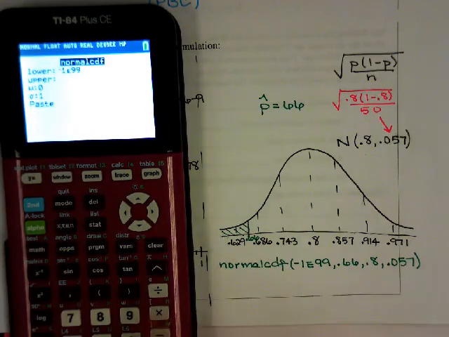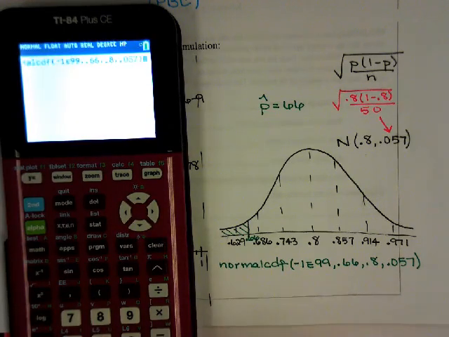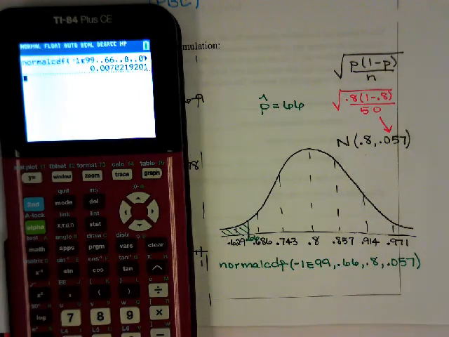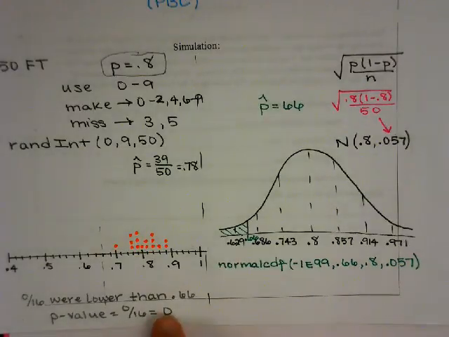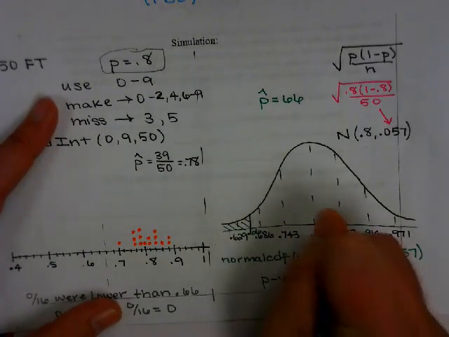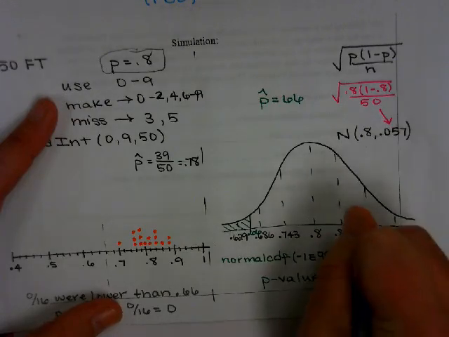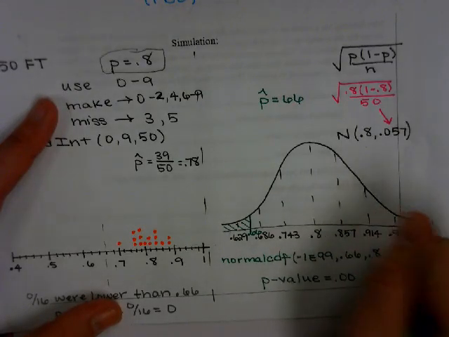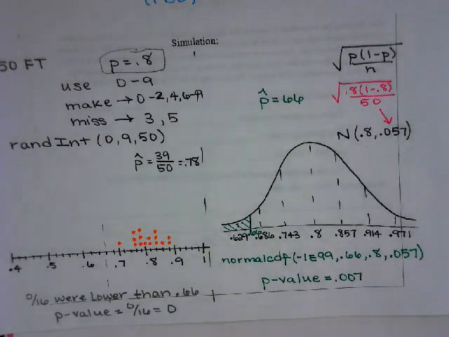So our simulation actually was pretty close because 0.007 is less than 1% of the time. So we get a p-value equal to 0.007. So it seems really unlikely that if Cheyenne really is an 80% free throw shooter, that she would have gone to the gym and shot 66% or less.